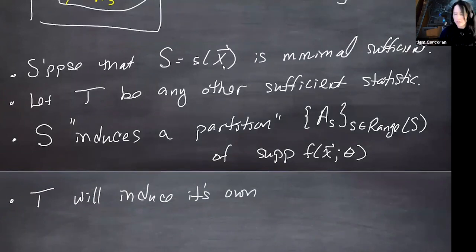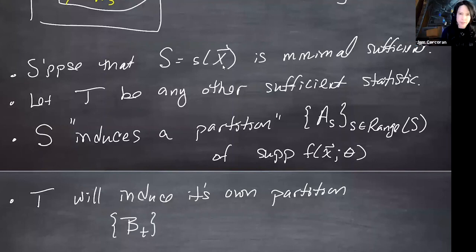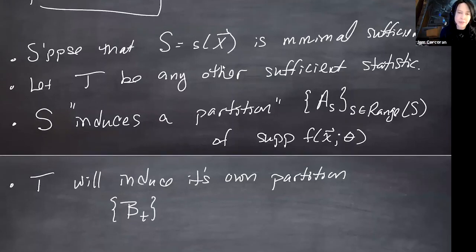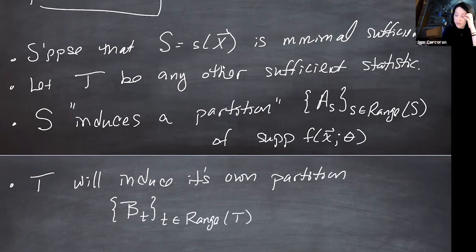I guess I haven't used sufficiency at all yet. So its own partition. I'm going to call this B_t. So a bunch of sets B. The T could be continuous, but in my simple example, like a B1, B2, B3, maybe B4 and B5. It doesn't have to be the same number of sets because I'm using a totally different statistic. So this is going to be indexed over the range of T, where that statistic function takes you. And this is another partition of the support.